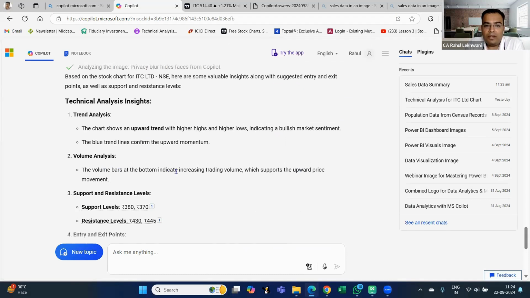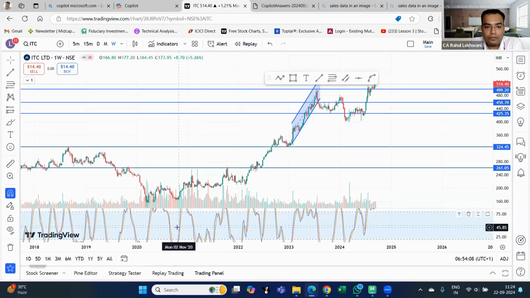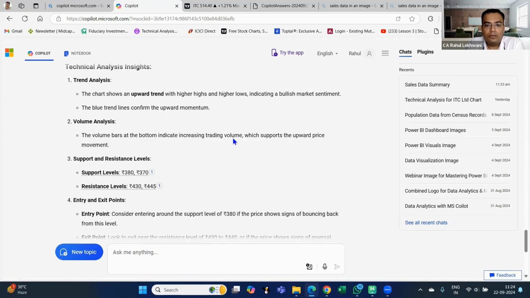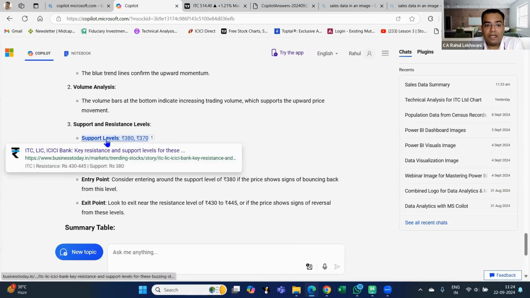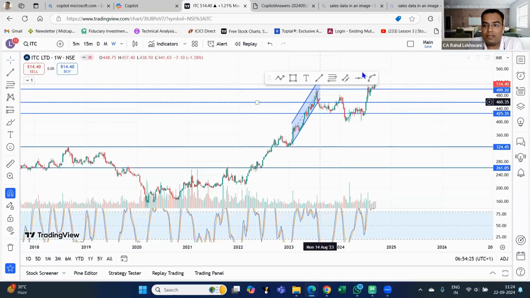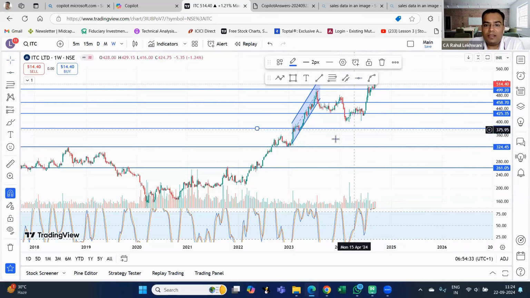The volume bars at the bottom indicate increasing trading volume. Can you see these volume bars at the bottom? This one, sorry, these bars. This bars also it has analyzed, and it is showing an upward trend. Right. Then support level, resistance level. So support level is 380, 370. For this stock, the support level is 380 somewhere here. It is saying that this is its support.